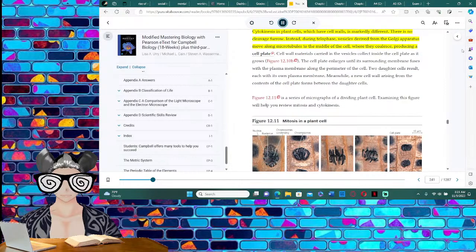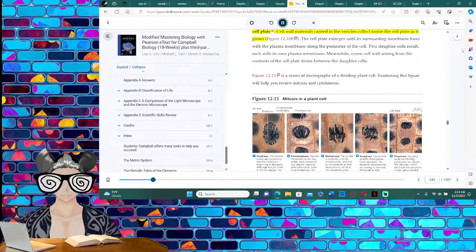Cytokinesis in plant cells, which have cell walls, is markedly different. There is no cleavage furrow. Instead, during telophase, vesicles derived from the Golgi apparatus move along microtubules to the middle of the cell, where they coalesce, producing a cell plate. Cell wall materials carried in the vesicles collect inside the cell plate as it grows.